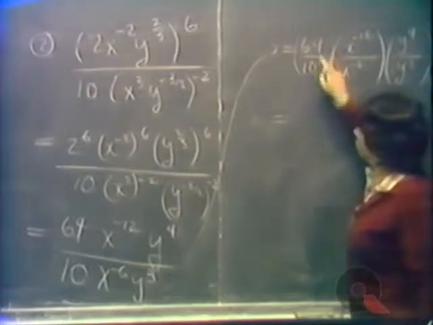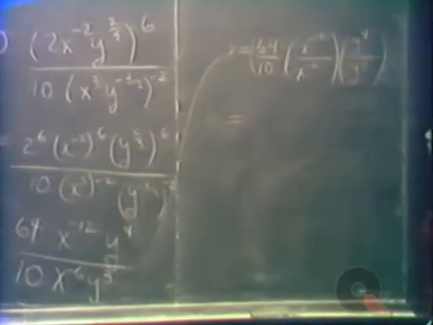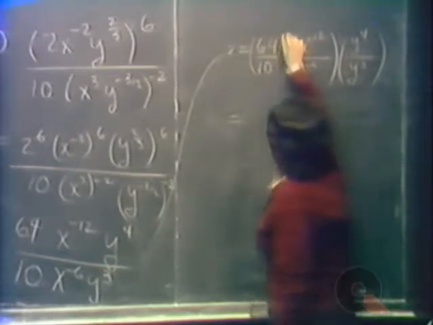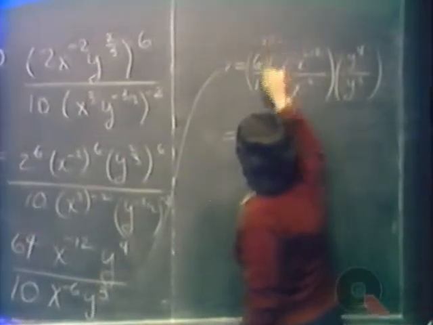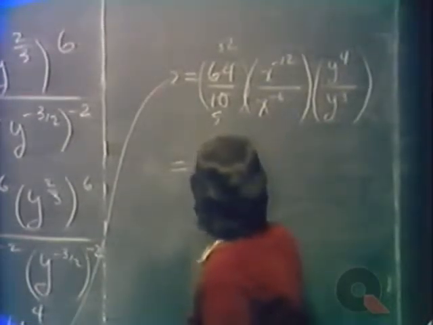Okay, 64 over 10. There is a factor of 2 in common in the numerator and the denominator. We can divide the numerator by 2, giving us 32, and the denominator by 2, giving us 5. So we have 32/5.